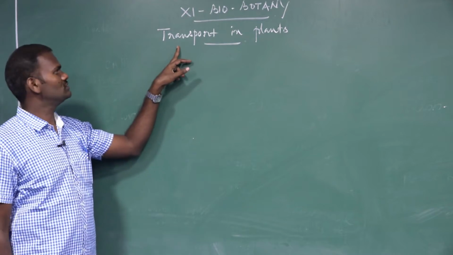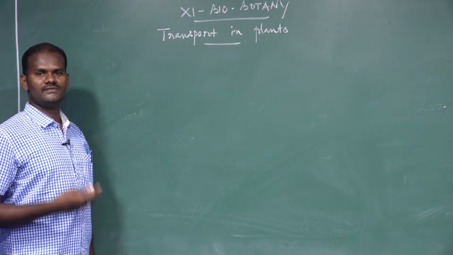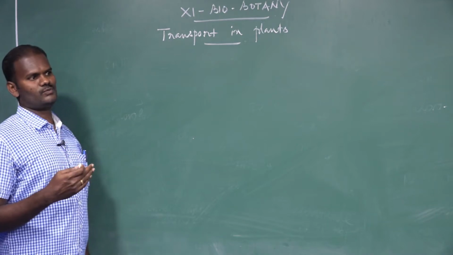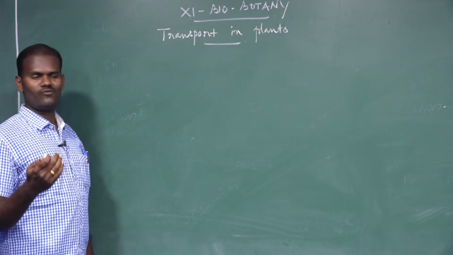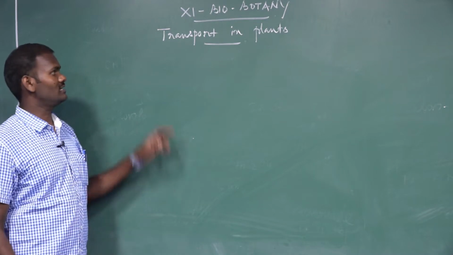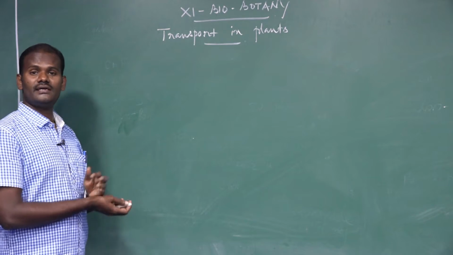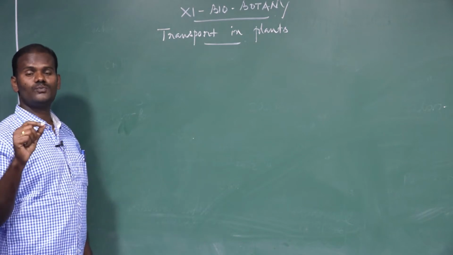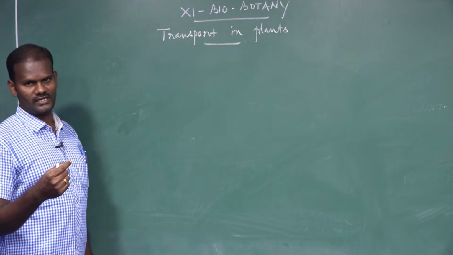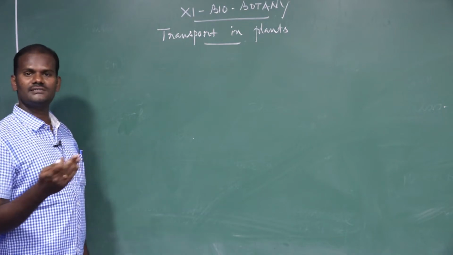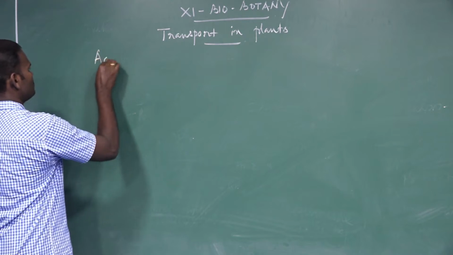Today we are going to discuss transport in plants, continuing from the previous class, where we discussed what transport is, how substances are transported in plants, and the functions of xylem and phloem, which are mainly involved in transport. Based on energy, transport is classified into passive transport and active transport. Yesterday we discussed passive transport. Now, active transport.